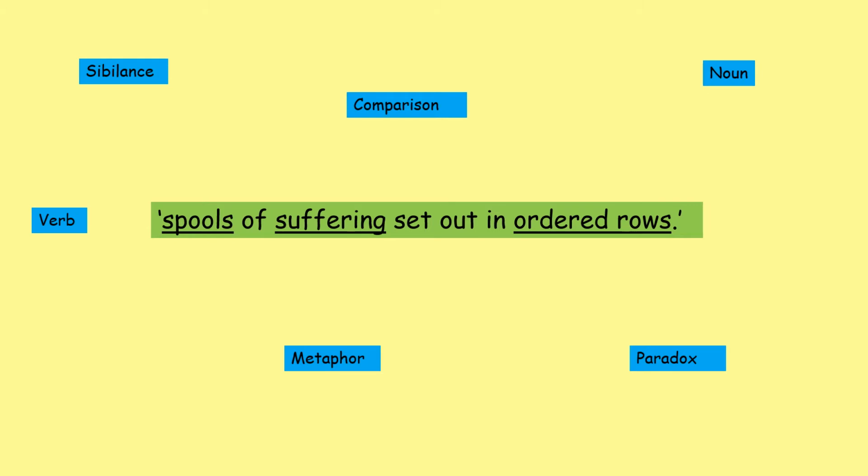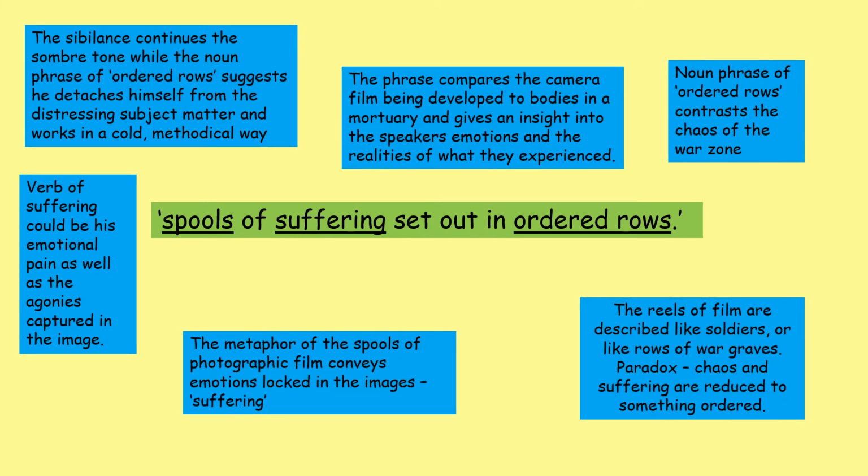So what I have done first is I have picked the quotation "spools of suffering set out in ordered rows." I have identified which words or phrases I think are the most significant. So in this case, spools, suffering and ordered rows. Then I thought about techniques, word classes and things that have been used in this particular quotation, and I've put them around the side. But you can't just list different techniques that a poet has used within a quotation. You have to talk about the effect of that technique and what the quotation is actually trying to show us as a reader and what the poet wanted us to think and feel. So this is what I have done. I'll read it through for you.